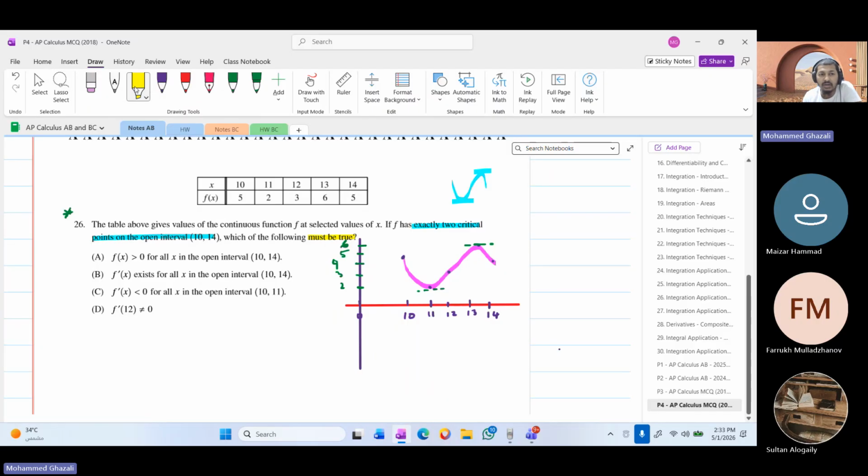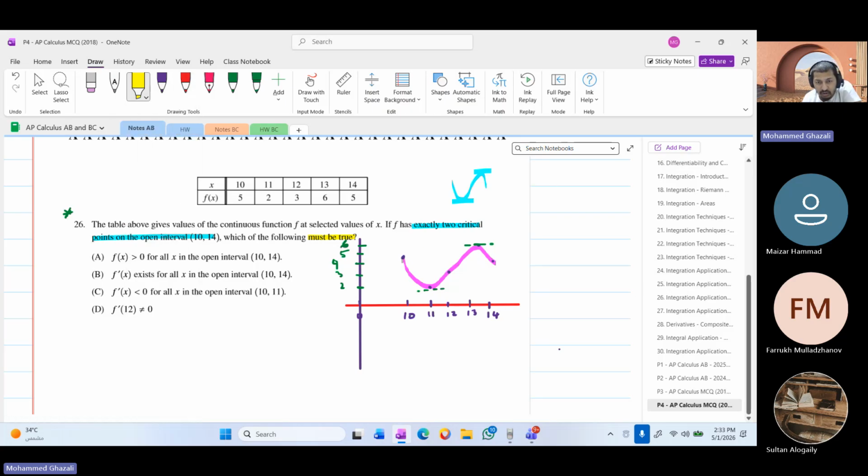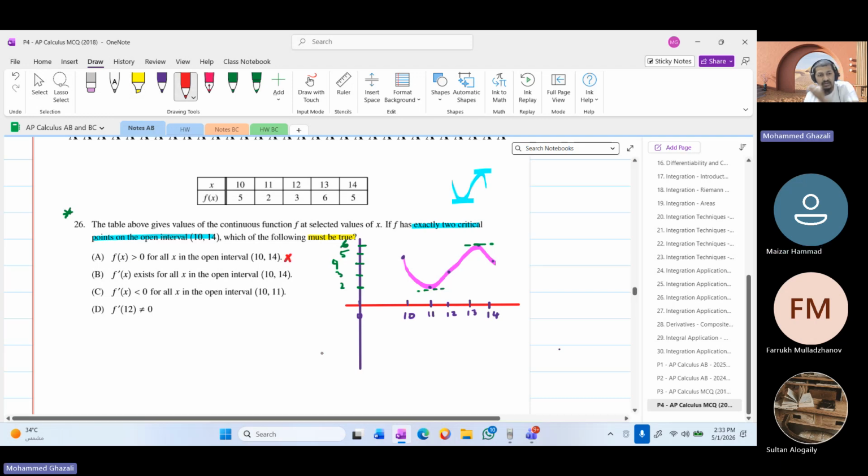No, what did I tell you? I told you I'm just drawing known functions. So I can draw between 10 and 11 a function like that, come back up here, turn it here and go up. I can do that. So this is wrong. F of x is positive. So this is wrong. Right, let's look at the next one.